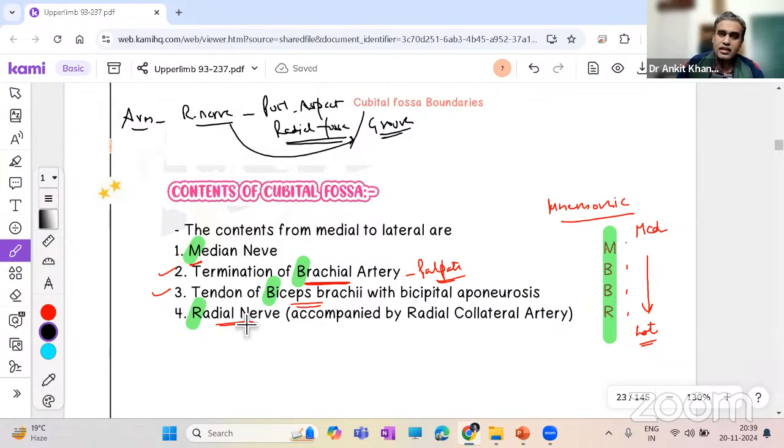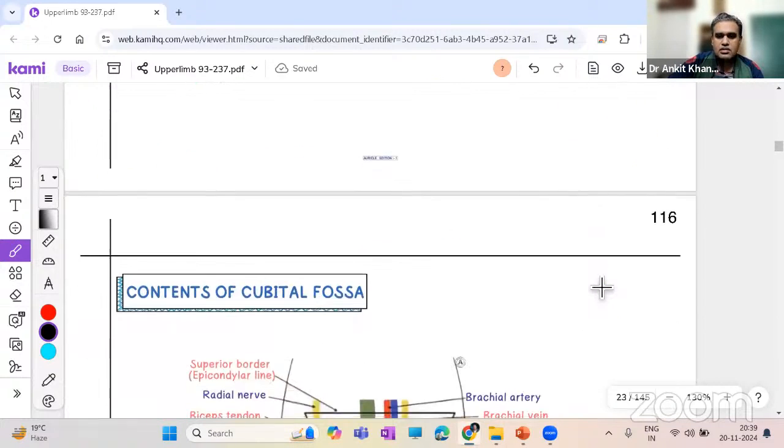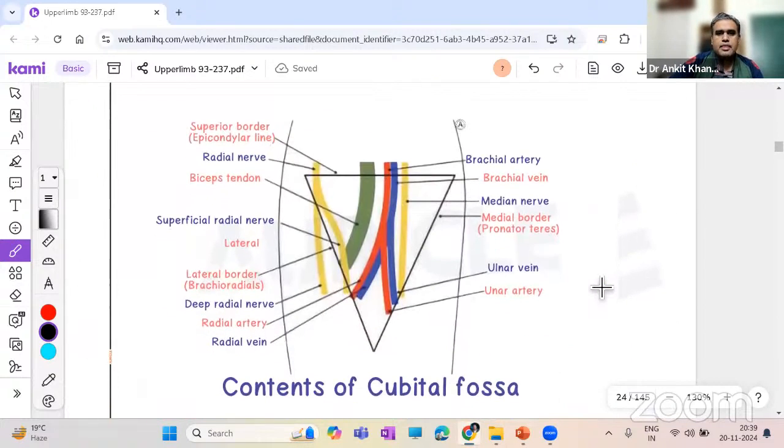Now you're seeing it anteriorly. As it reaches the lower end of the humerus, this radial nerve will spiral around the lateral border of the humerus and come anteriorly, in the lateral aspect of the cubital fossa. So remember MBBR: M for median nerve, B for brachial artery, then B for biceps tendon, and R for the radial nerve. This is a very important content, and we should have the images of it also. Yes, here we have the images.